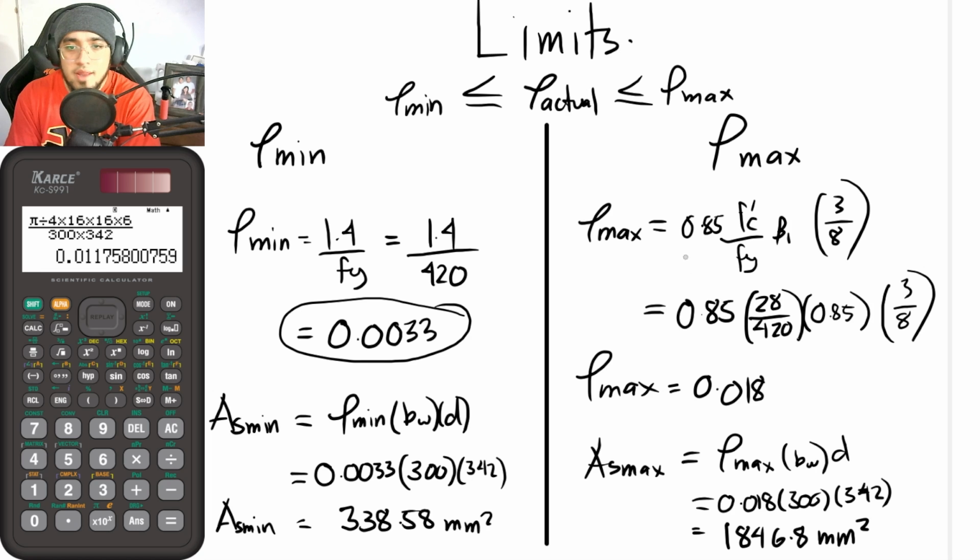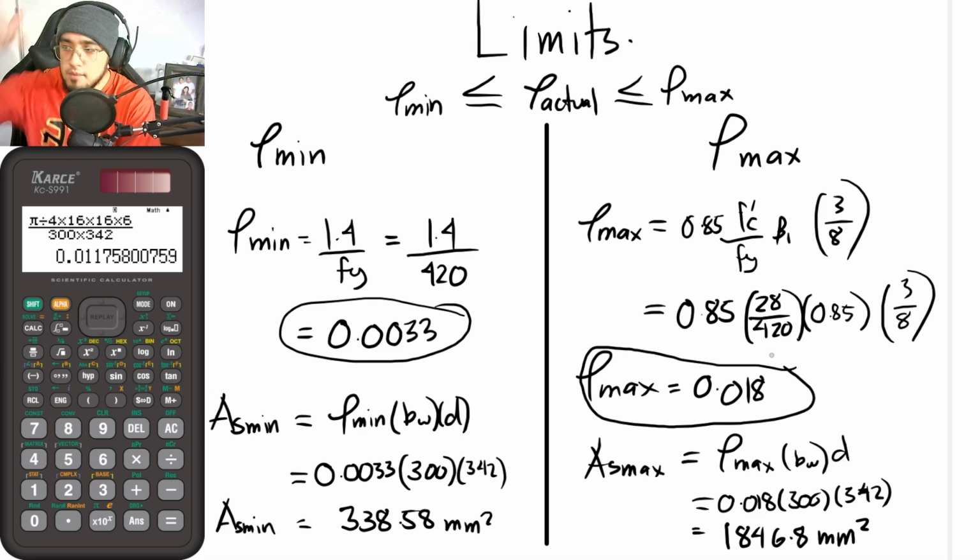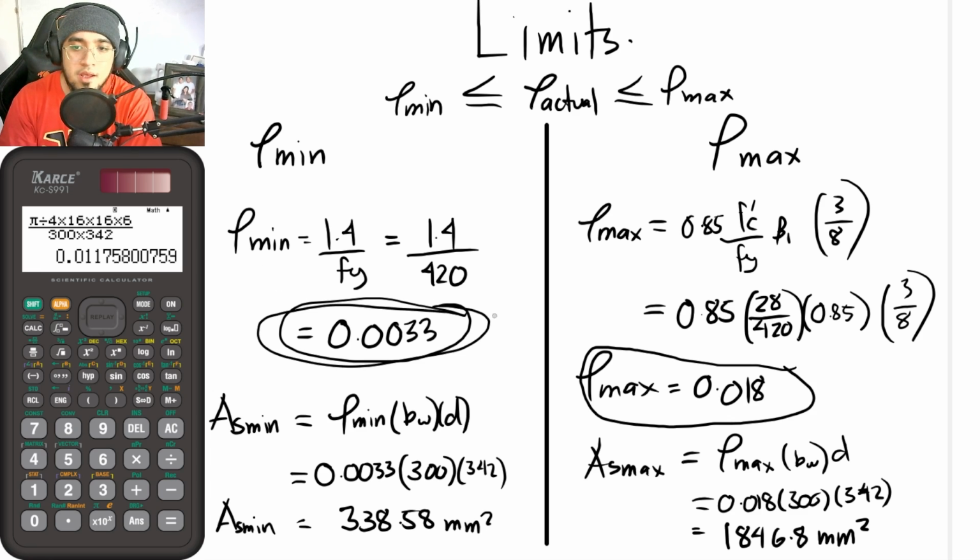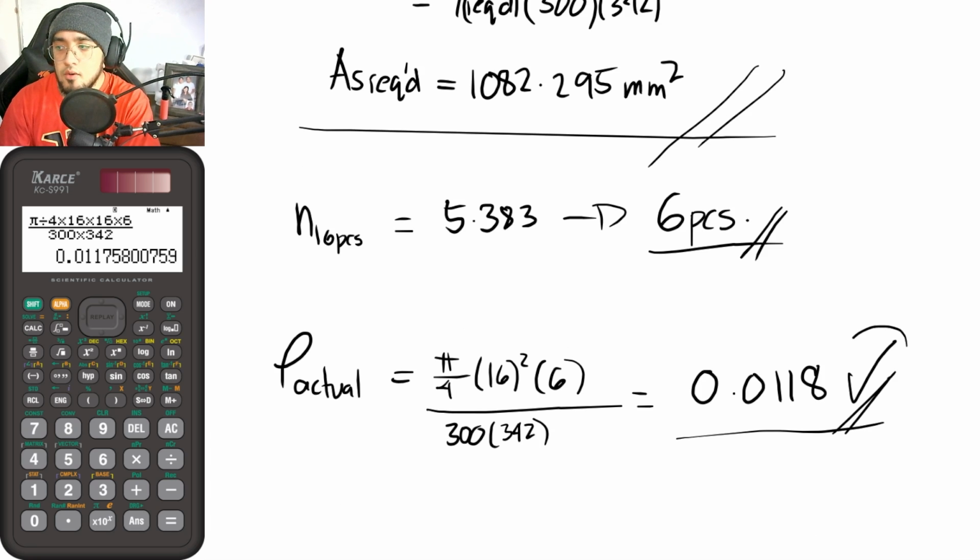Okay, so looking at the limits, our limits would be as follows: 0.033 and then 0.018. As you can see in our answer below me, that is 0.0117. So it is greater than our rho min, and it is still less than rho max. So once again, that is now good. That is now for rho actual.